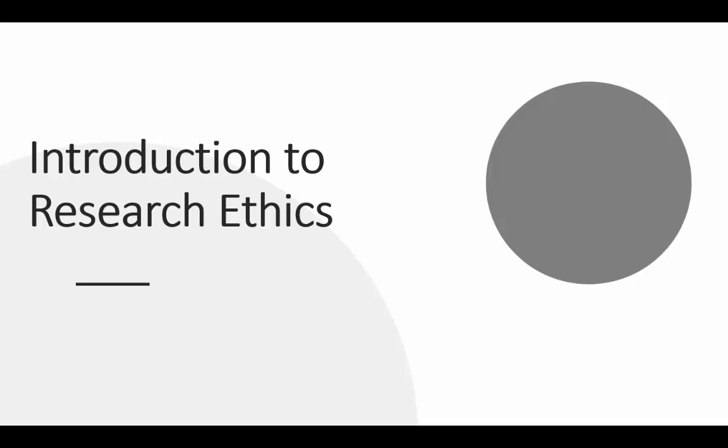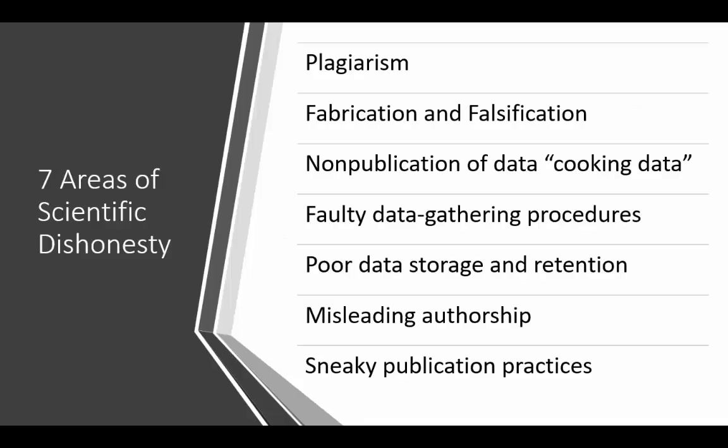Introduction to Research Ethics. There are 7 areas of scientific dishonesty. Plagiarism is using the ideas, writings, and drawings of others as your own. Fabrication and falsification is making up or altering data. Non-publication of data is also called cooking data.